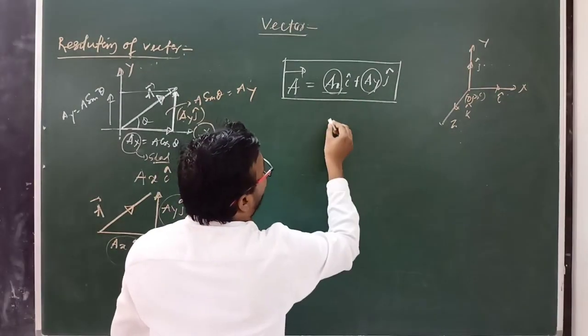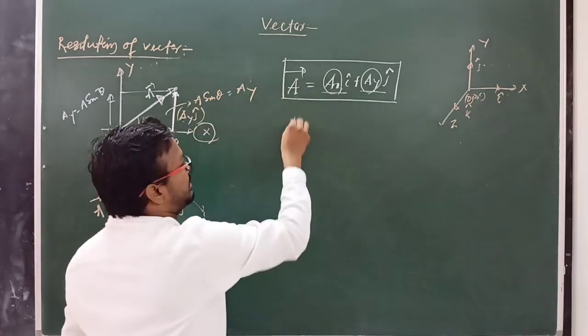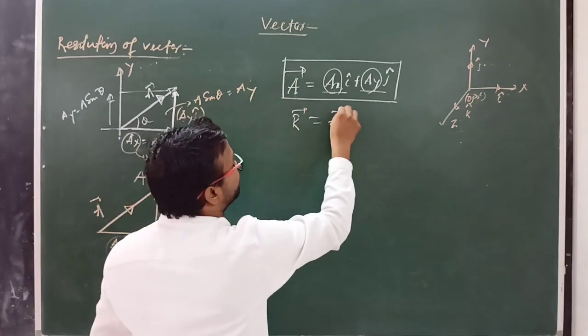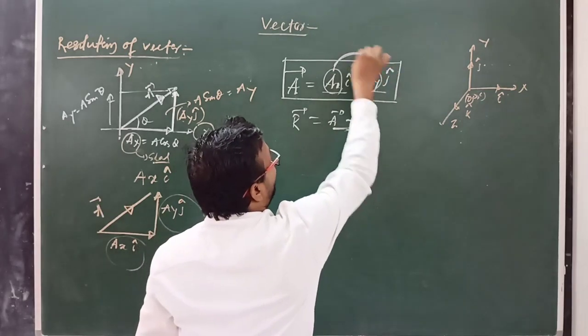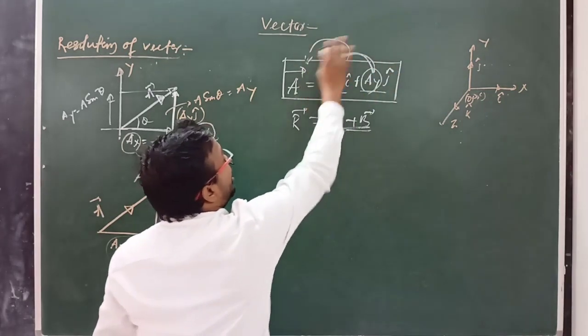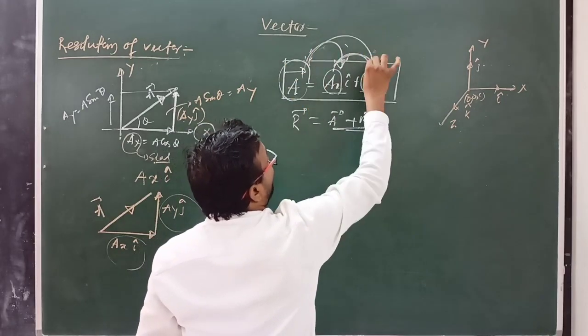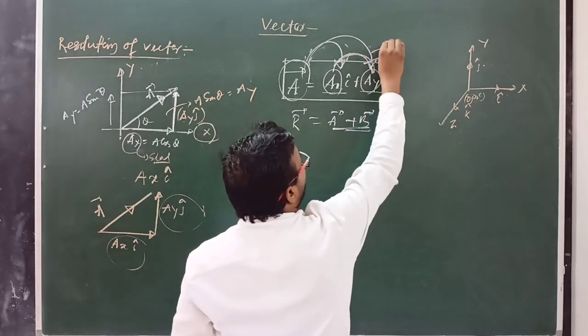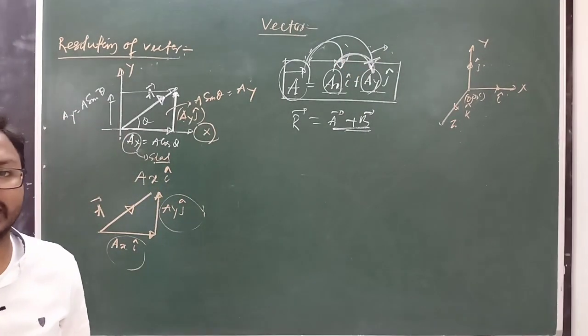This vector along the x axis, this vector along the y axis; when we add them, what do we get? So like r vector equals a vector plus b vector. When we add the first two vectors, what comes? The third vector. Or if you resolve this vector a into two components, a component and b component, that is why it is known as splitting of a vector into rectangular components.